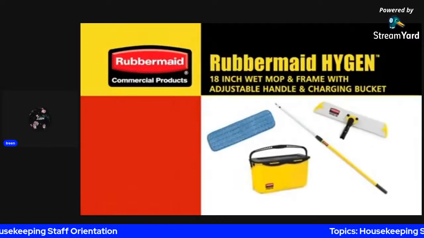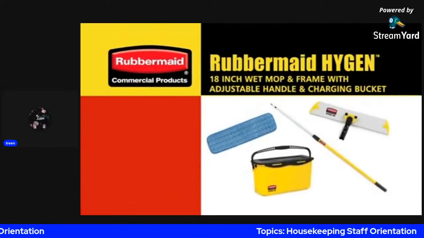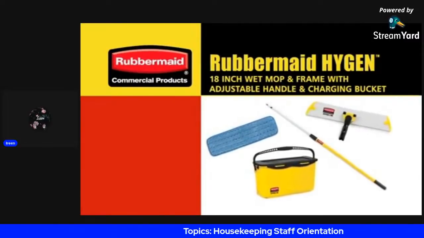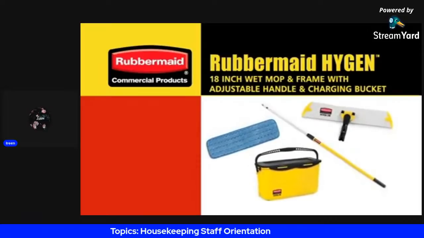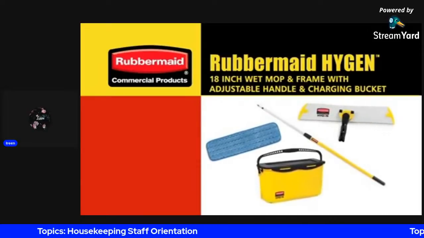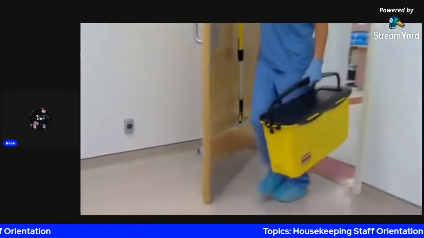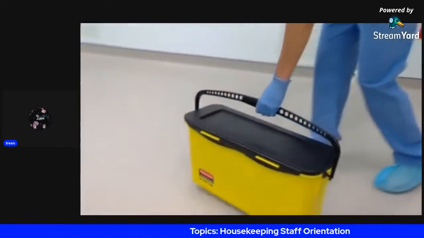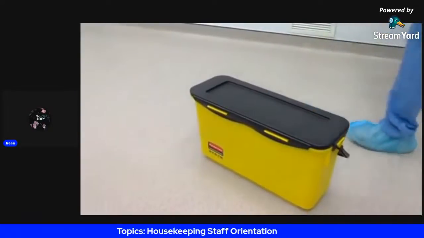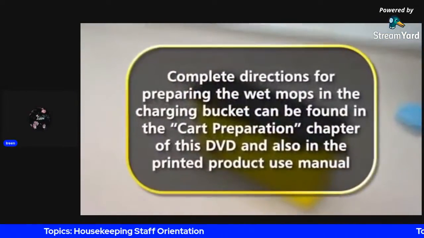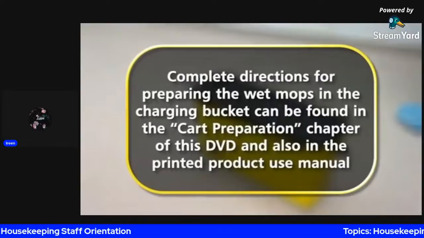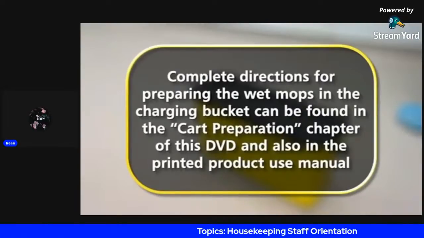We recommend the Rubbermaid Hygiene 18-inch wet mop, 18-inch frame, an adjustable length handle, and the charging bucket for wall and ceiling cleaning. The yellow charging bucket contains microfiber damp mops that have been pre-moistened with a supervisor-approved cleaning solution. Complete directions for preparing the wet mops in the charging bucket can be found in the cart preparation chapter of this DVD, and also in the printed product use manual.